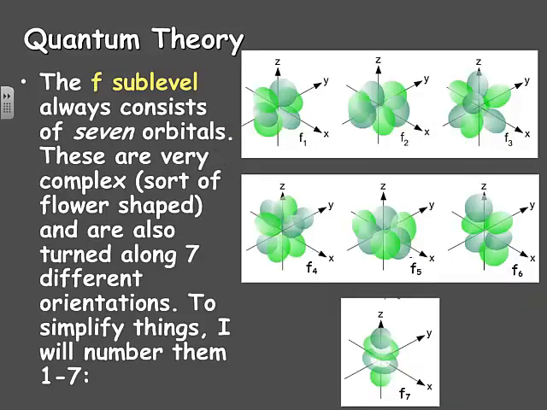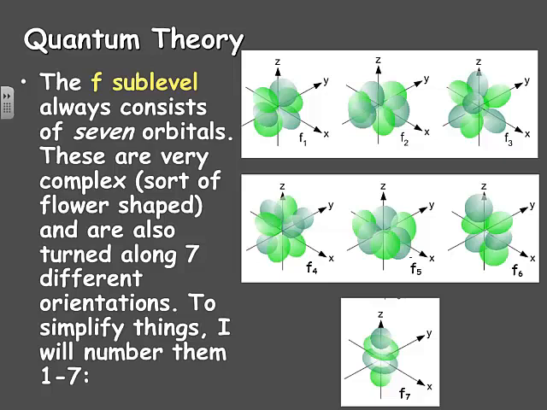And finally, if we look at the f sublevel, an f sublevel always consists of 7 orbitals. These are pictured on the right and are very complex, as you can see. Many times they say f stands for flower shaped, right? Because there's lots of lobes to it, kind of like petals on a flower. They're also turned along 7 different orientations around the nucleus. To simplify them, we'll just number them 1 to 7.